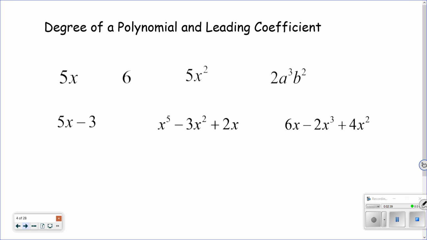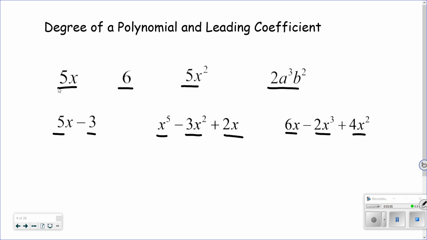Degree of a polynomial. So to find the degree of the polynomial, and we'll talk about the leading coefficient also, you look at each term separately. Terms are things separated by pluses or minuses. So this one only has one term. This one has 3 terms. This one has 3 terms. And this one has 2 terms. So you look at each term separately, and you add up all the exponents of their variables.